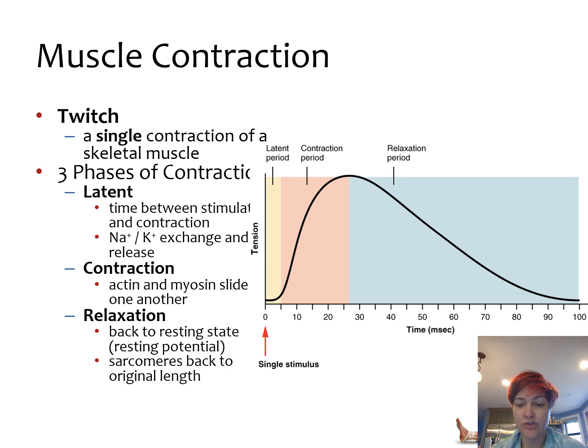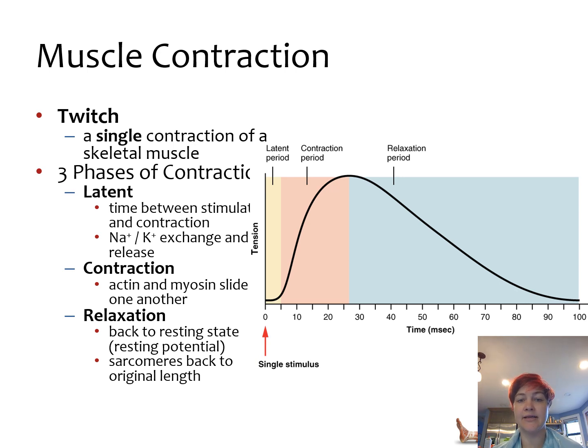Okay, so on this graph, we have one twitch displaying, which is made up of 3 periods. A latent period shown in yellow, you can see it's kind of small. This is before contraction. It's the time between stimulus being applied and contraction of the muscle happening. So you can imagine, especially with things like reflexes, this latent period's over like that, no problem. This is allowing for that sodium-potassium exchange to be happening.